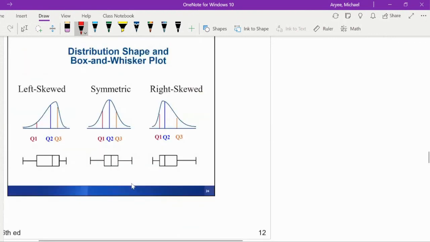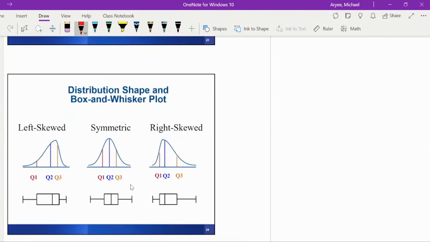I think I have a similar one here. There's more spread here, so this is skewed to the left. There is more spread here, this is skewed to the right, and there's equal spread here, so this is symmetrical.